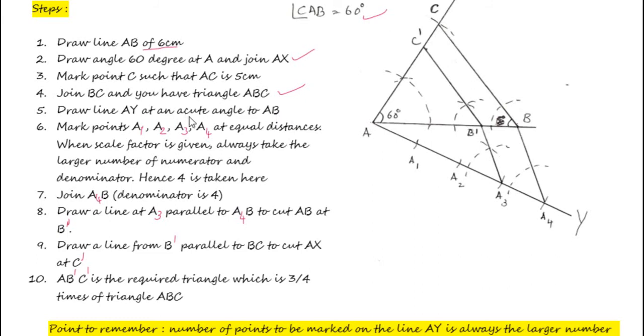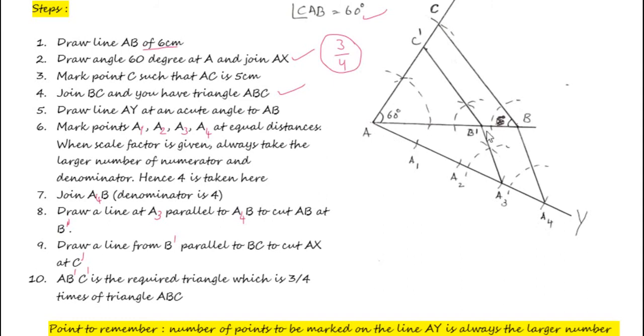Draw a line AY at an acute angle to AB. This is the line AB. Draw a line AY. As I mentioned earlier, this angle is somewhere between 20 and 30 degrees. Now you need to mark a few points on this line. The scale factor given is 3/4. Take the larger of the numerator and denominator, that is 4, and mark 4 points on this line which are equidistant. So mark A1, A2, A3 and A4.